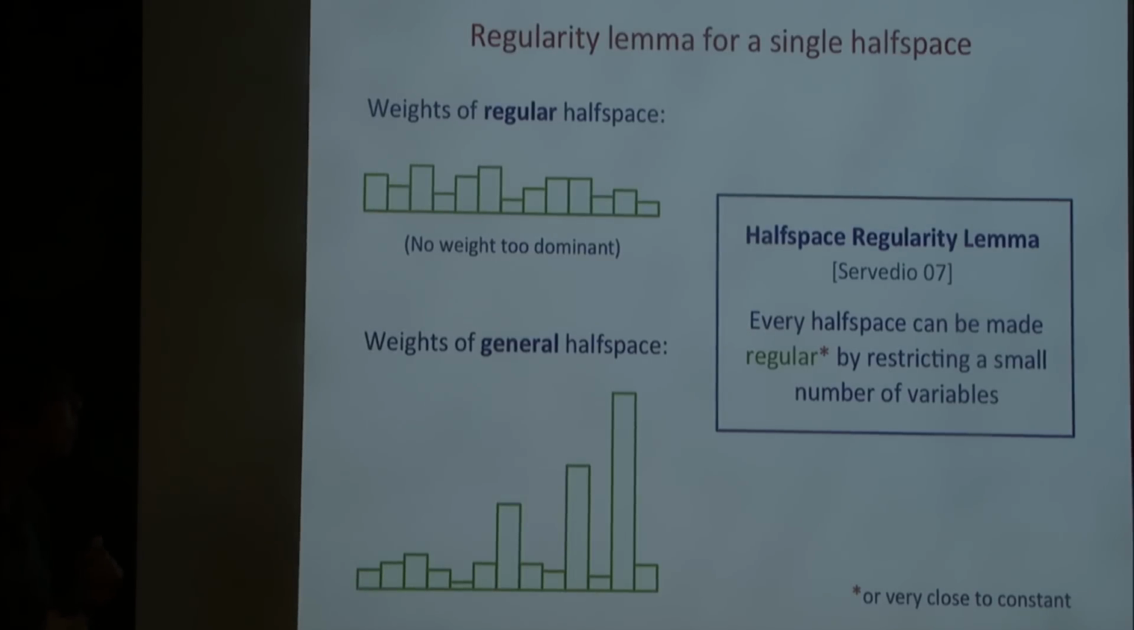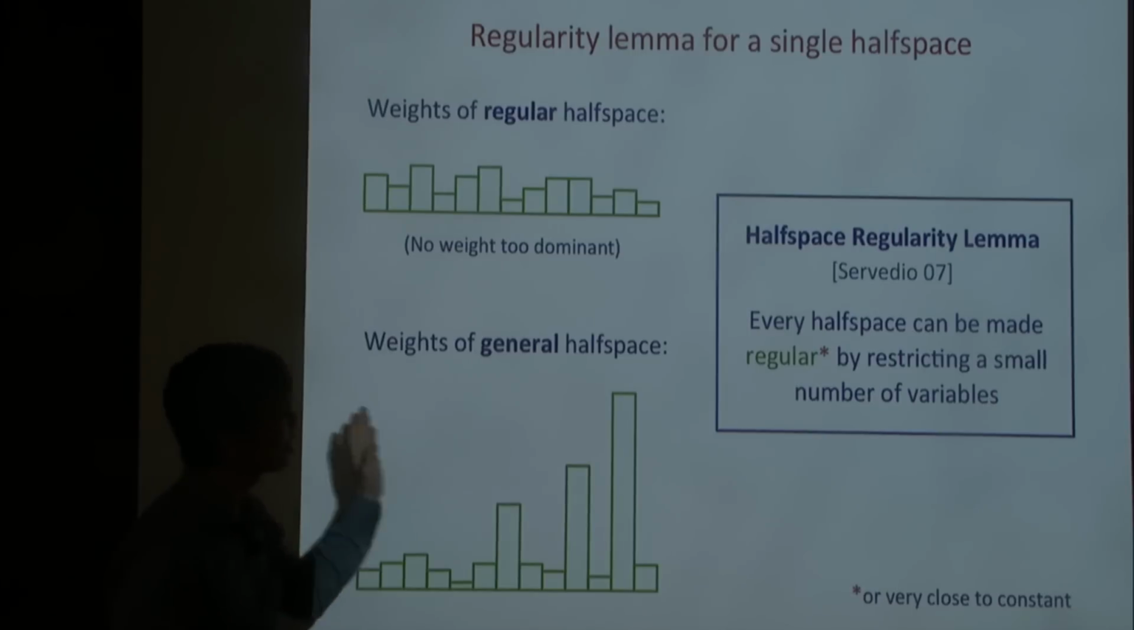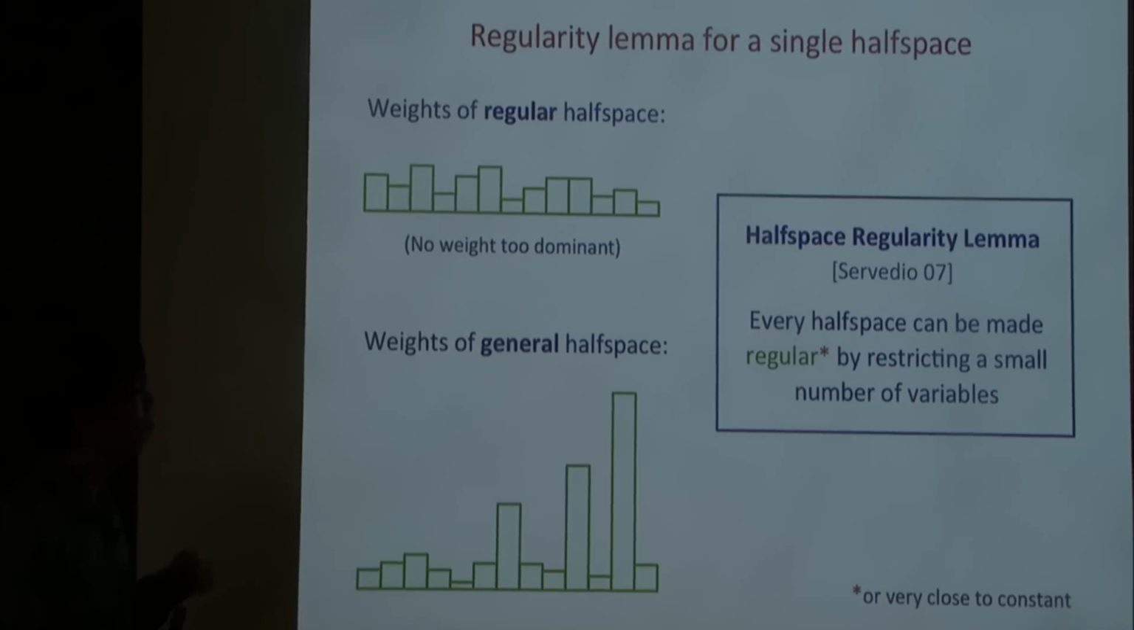It's not 100% true. If you think about it, there are half spaces that cannot be made regular no matter how many variables you restrict. But there, after you restrict a few variables, it becomes very close to constant. For the purpose of this talk, ignore this asterisk and just pretend that every half space can be made regular by fixing a few variables. And the proof is, in hindsight, not difficult.